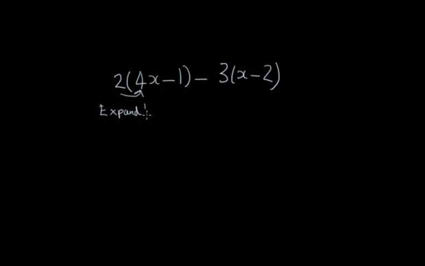So let's do that. 2 times 4 is 8x. 2 times minus 1 is minus 2. And now this expression, now this is minus 3. Minus 3 times x is minus 3x. Now this is minus 3 multiplied by minus 2, which will make a positive. Negative times a negative makes a positive. 3 times 2 is 6.